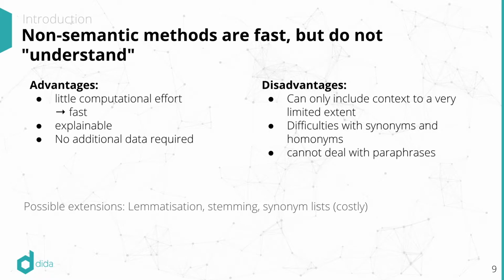Disadvantages are that they can only include context to a very limited extent. So they have difficulties with synonyms and homonyms. So if there are two words with the same meaning or a word which can have different meanings depending on the context, quite often non-semantic methods cannot identify these cases. And also, similar to that, they cannot deal with paraphrasations of certain expressions. There are a few ways to alleviate these problems, at least to some extent, but all of them are very manual and require quite a lot of time.